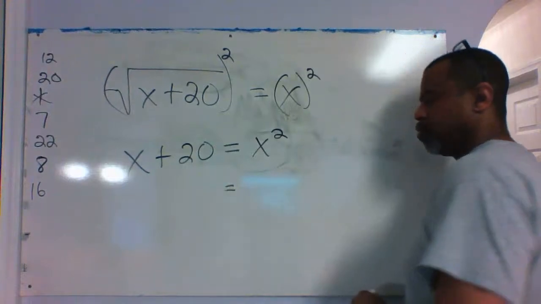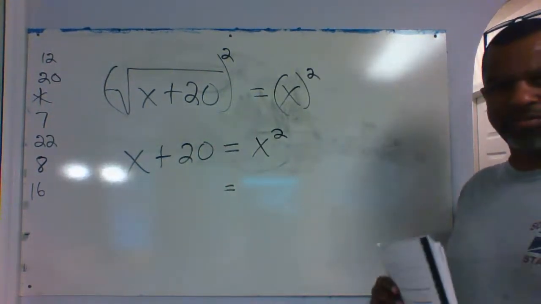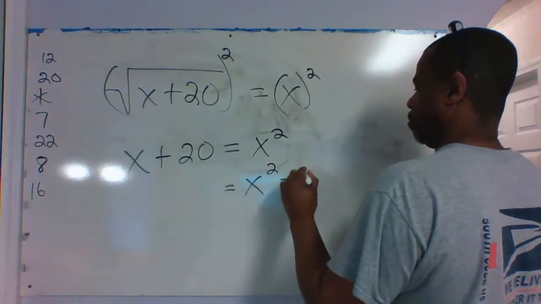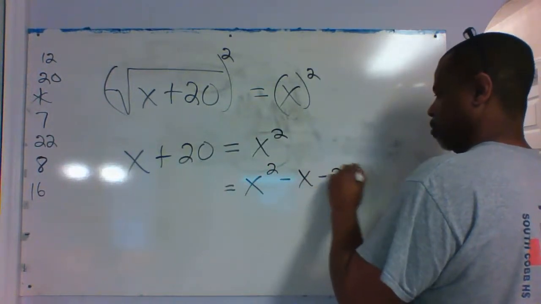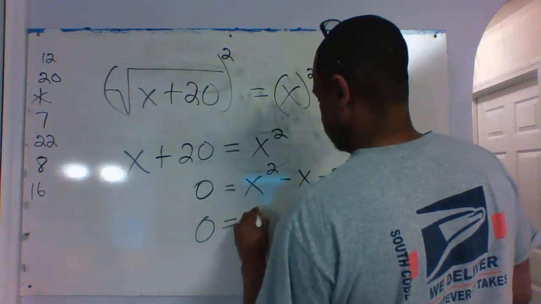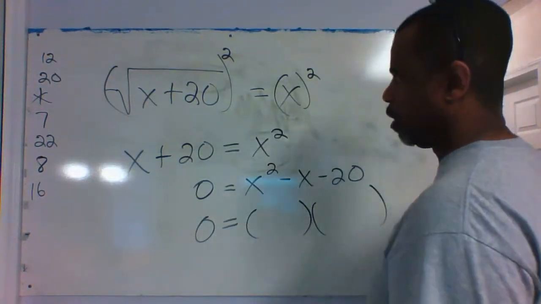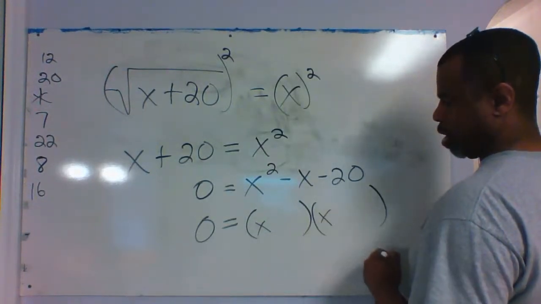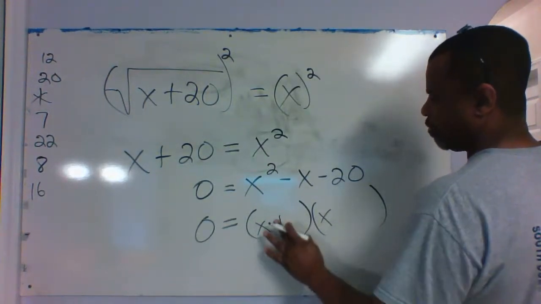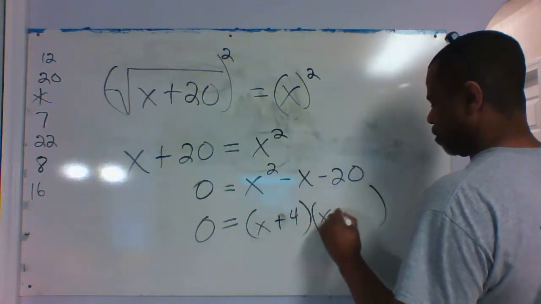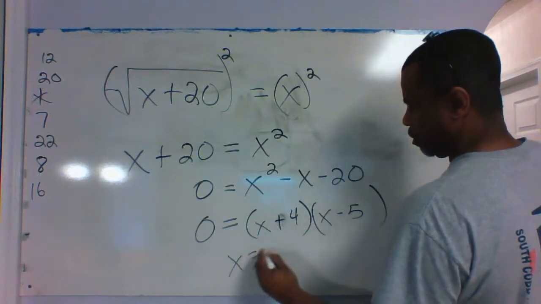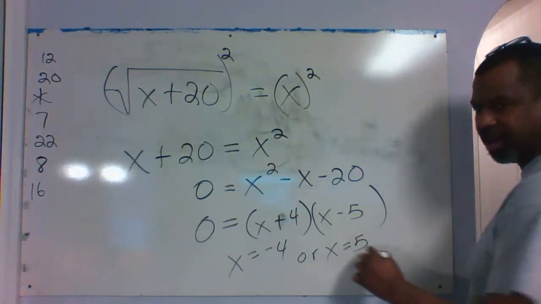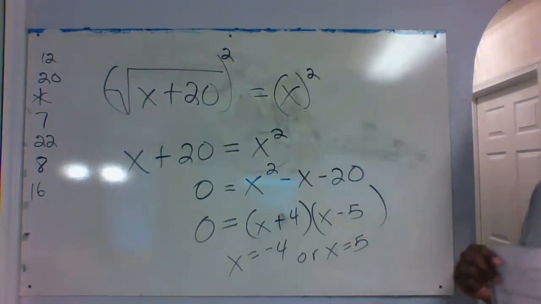So we all know that we need to keep the highest power positive. Okay. So we're going to move this over. All right. So we have what? x plus 4, x minus 5. So x is equal to -4, or x is equal to 5. Because we have what? Extraneous solutions.